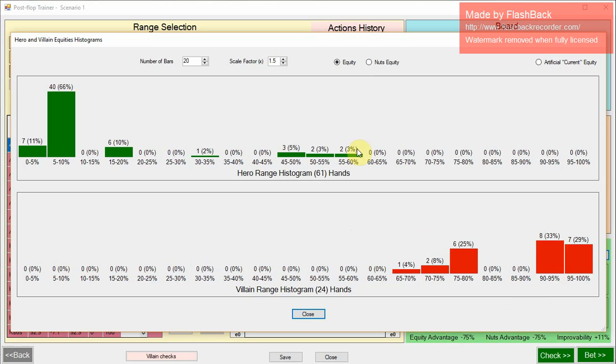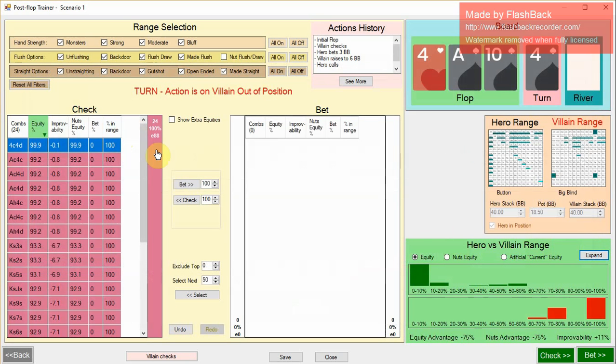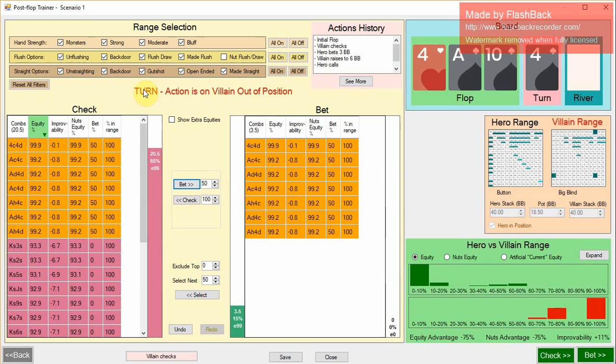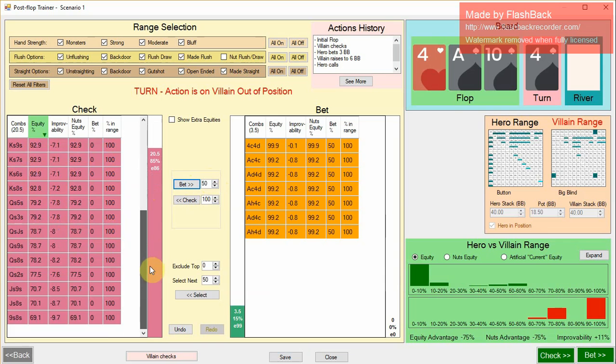So actually he's now basically just got pure value. He's got no bluffs, and all of our hands are now behind the villain's range. So the villain's in very good shape and we're in very bad shape here. The villain checks. The villain may well bet some of his strongest hands here. So let's take some of his hands. Let's take the strongest made hands here, and let's say that the villain's going to bet them 50% of the time, which you can do by selecting 50.